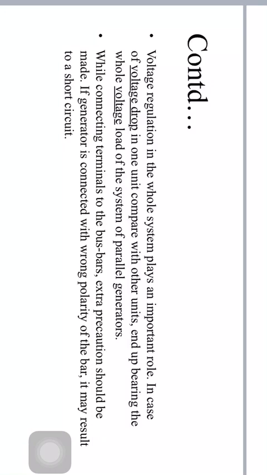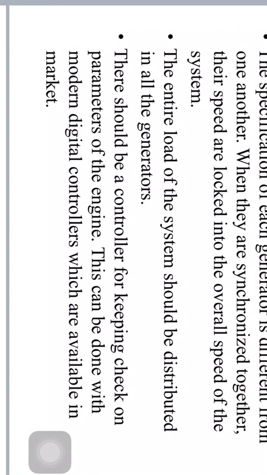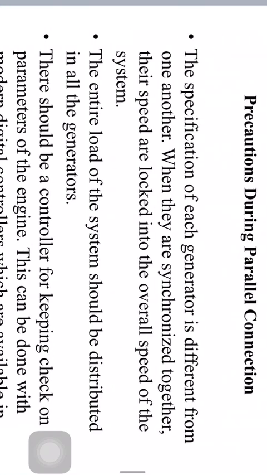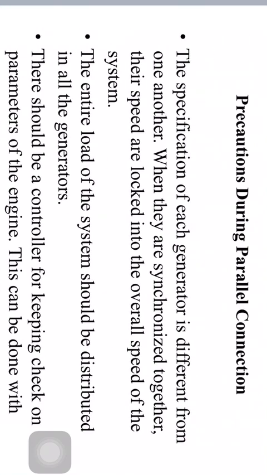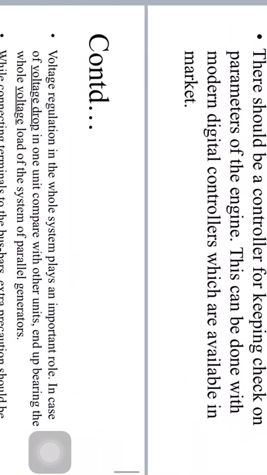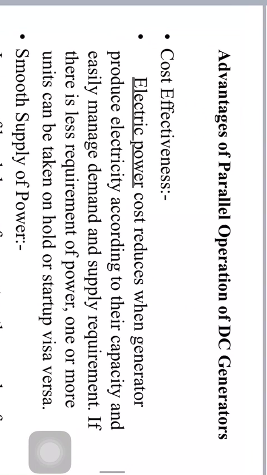So when we are connecting the parallel operation, these precautions should be taken: voltage reading, voltage regulation, and proper checking of the parameters of the engine and bus bars. When connecting terminals to the bus bars, we have to take care of the terminals which are connected, and the entire load of the system should be distributed to all the generators properly, as the specification of each generator is different from one another. So this is about parallel operation of DC generators.